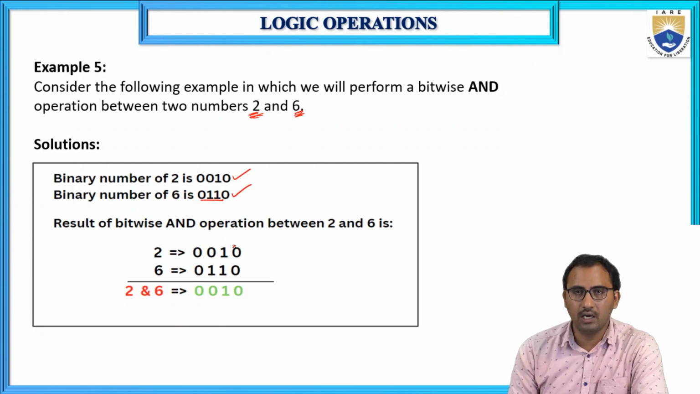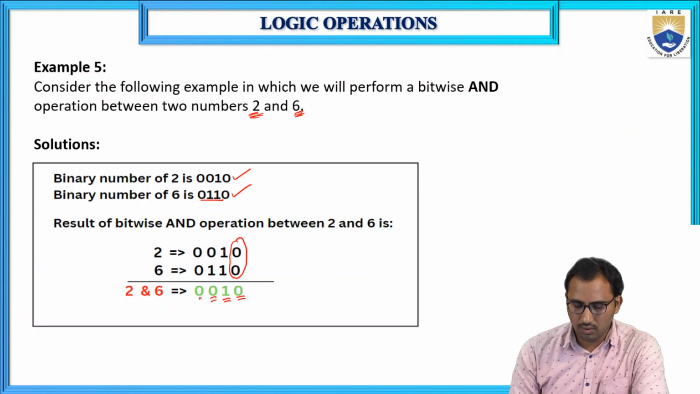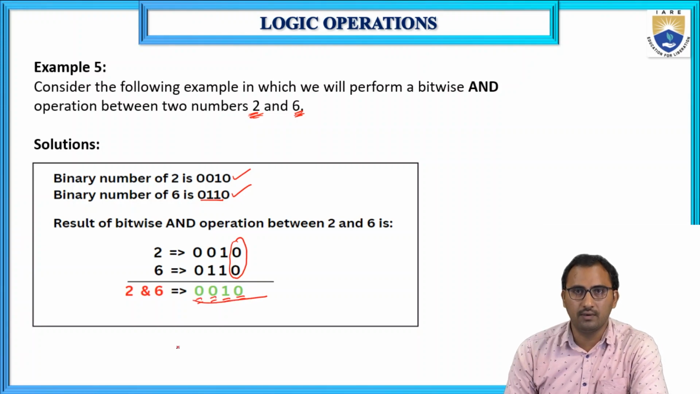Now we are performing the AND operation. What is AND operation? If any input is 0, then output is 0. We compare these bits: both are zeros, so output will be 0. Next, 1, 1. If both inputs are 1, then output will be 1 in AND operation. Remaining cases, 0, 1 gives 0 and 0, 0 gives 0. So this is the AND operation.